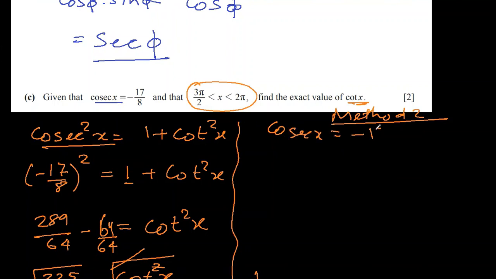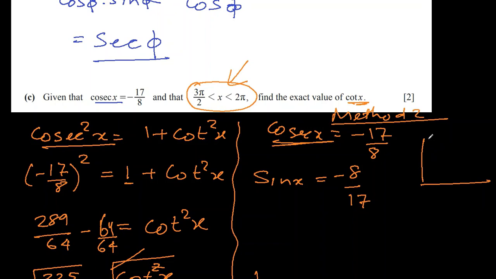Cosecant x is minus 17 over 8. Let's reciprocate cosecant x. It becomes sin x. But we can't reciprocate one side, we have to do it with the other side also: minus 8 over 17. Now we know this is the fourth quadrant.